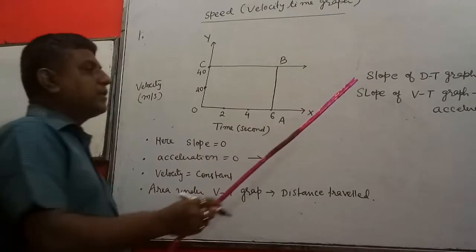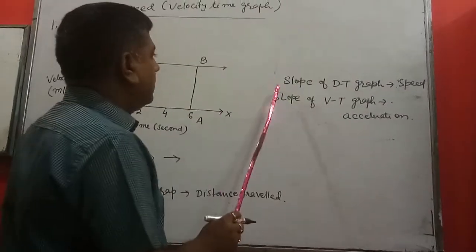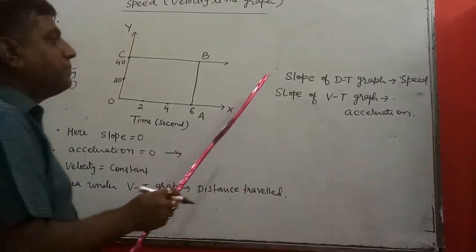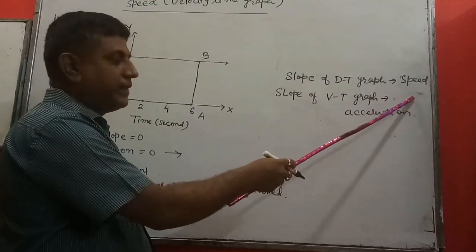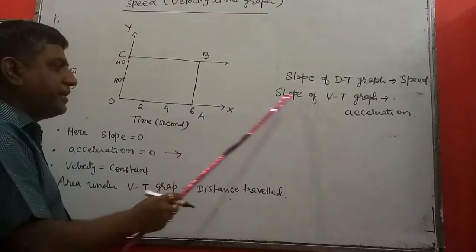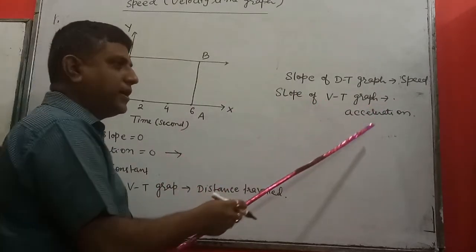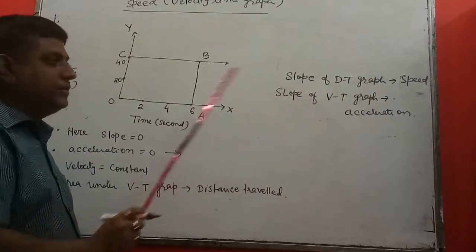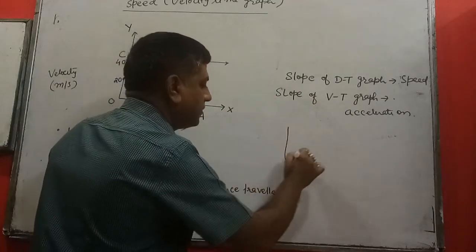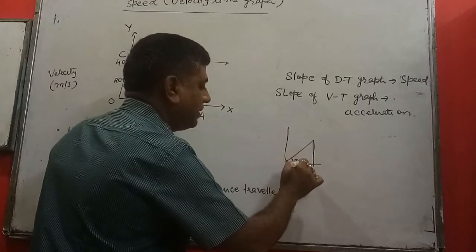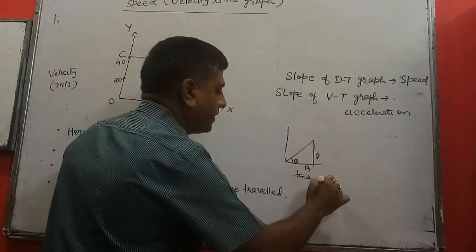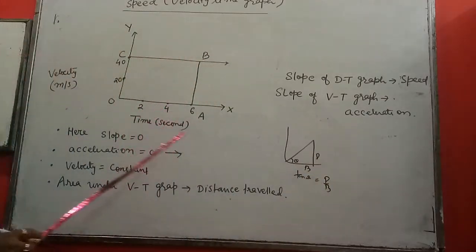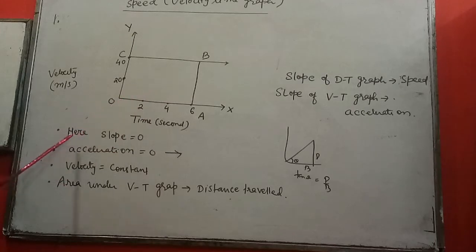Children, in my previous class I have told you that the slope of a distance time graph indicates speed. But in case of a velocity time graph, the slope indicates acceleration. This one is the slope, this is theta. So tan theta equals perpendicular by base. Now here you see, in this case, slope is 0. There is no slope.